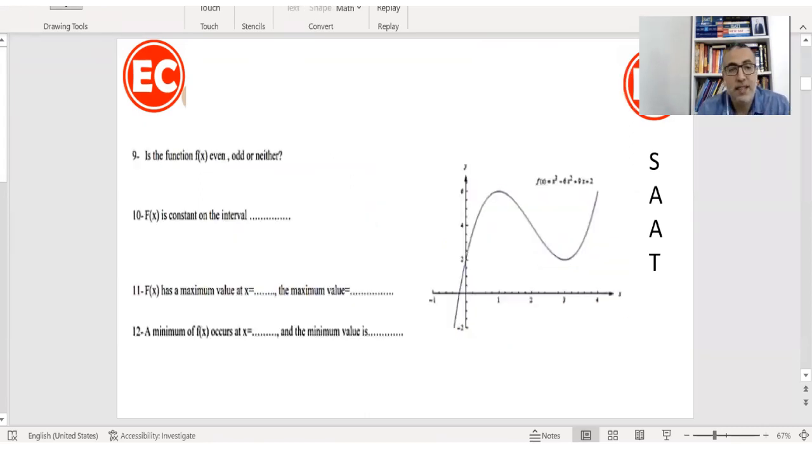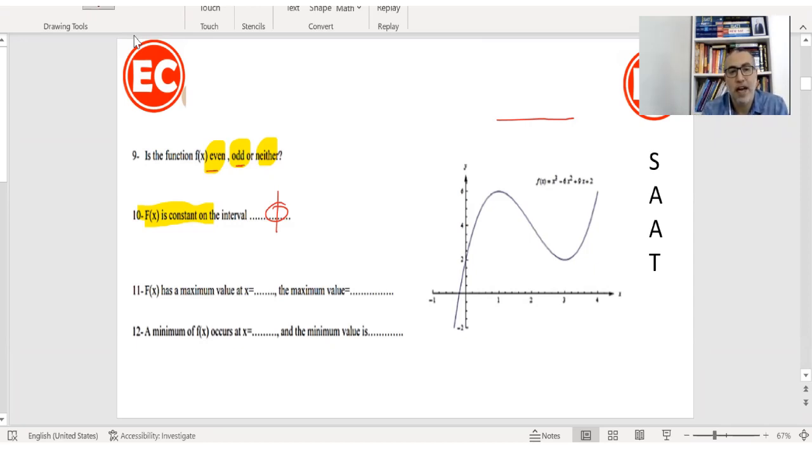Finally, the last slide for this graph: how we can define if the function is even, odd, or neither, or how we can find if the function is a constant. As we can see, the function here is not constant at all. Why? Because I don't have any straight line parallel to the x-axis. So there is no interval that represents the constant function here. So it's empty, I don't have any interval.